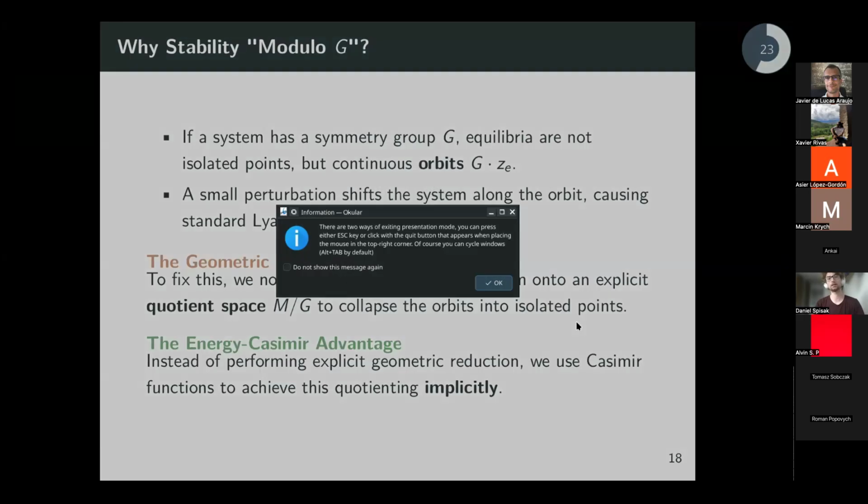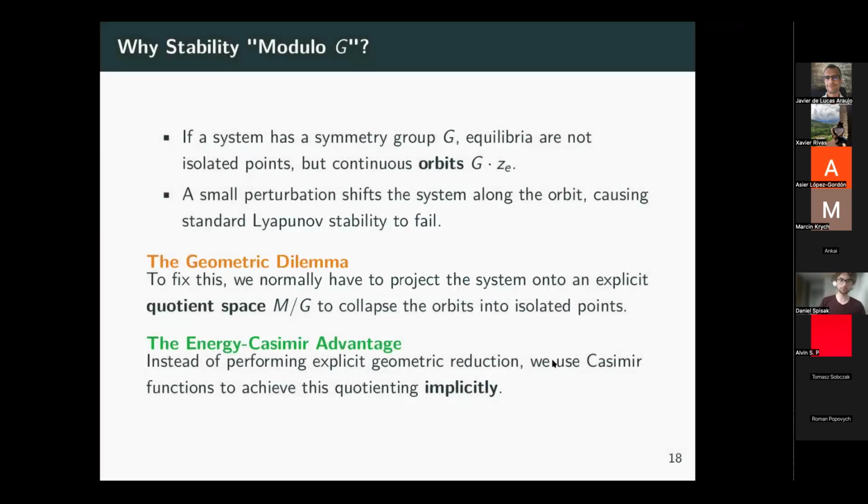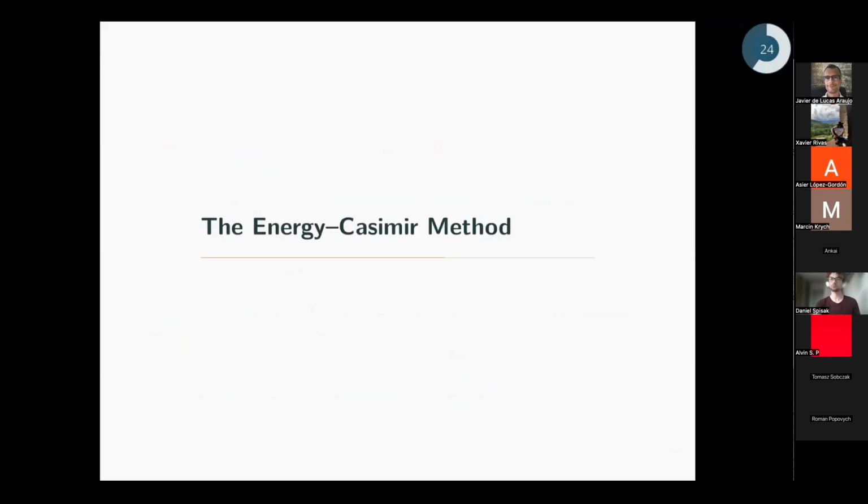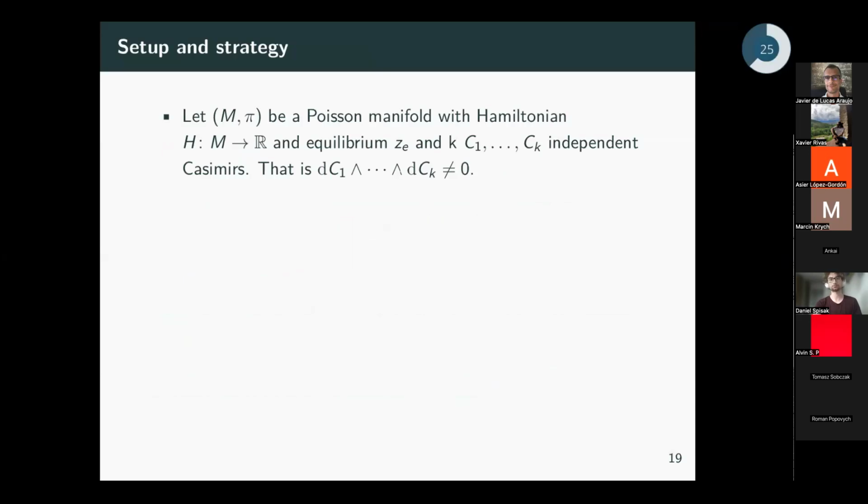And with the Energy-Casimir method, instead of performing the explicit geometric reduction, we'll use the Casimir functions to achieve this quotient implicitly. And yes, so now we'll formulate the Energy-Casimir method. So let's just do a setup and review our strategy.